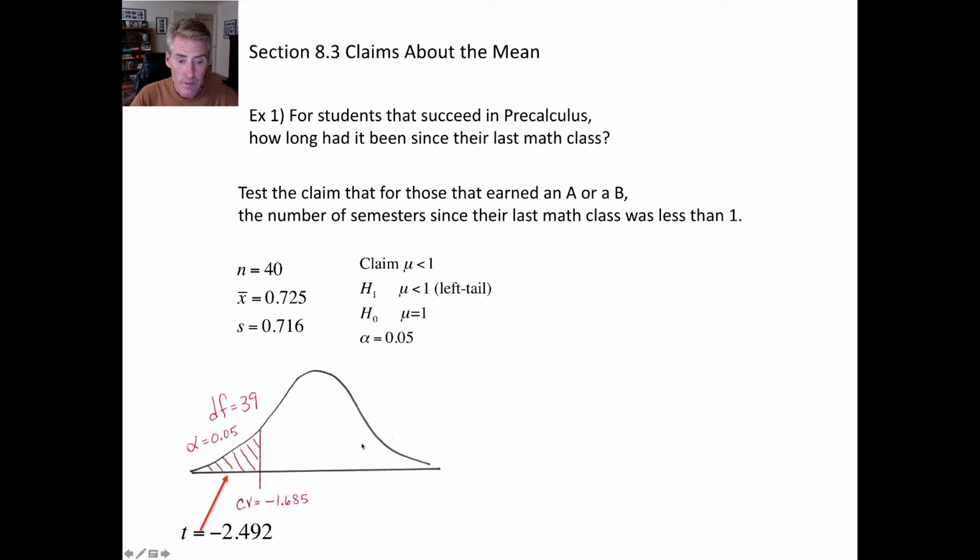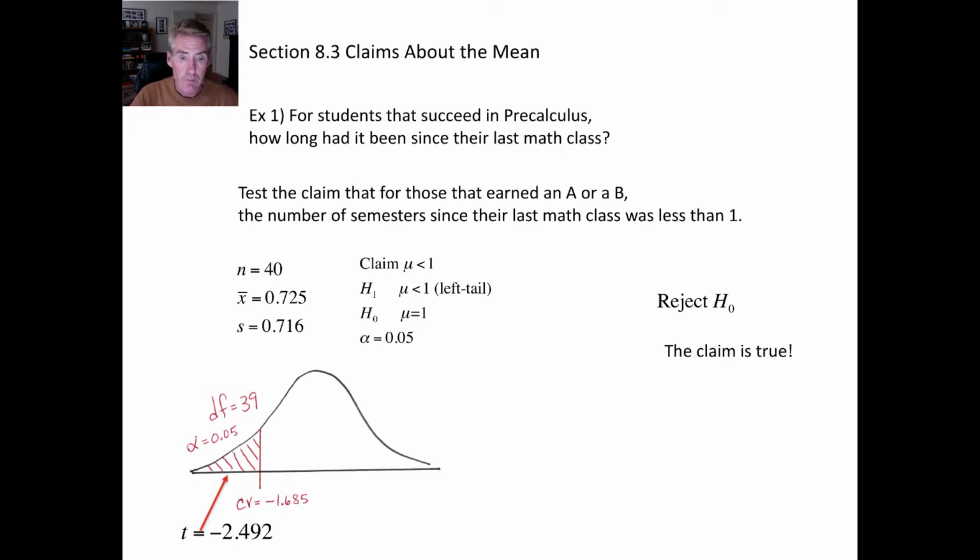If it lands in this non-shaded area, that means we didn't prove anything. There's not enough evidence to prove anything at all one way or the other. But when it lands in the shaded area, that means yes, we did prove something. So the first thing to do is say reject H sub O. That's the official way to say yes, the test statistic landed past the critical value.